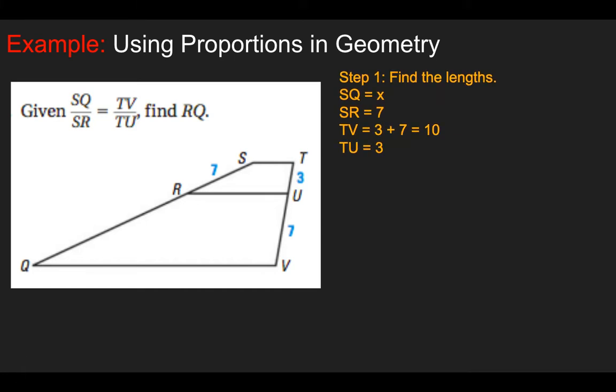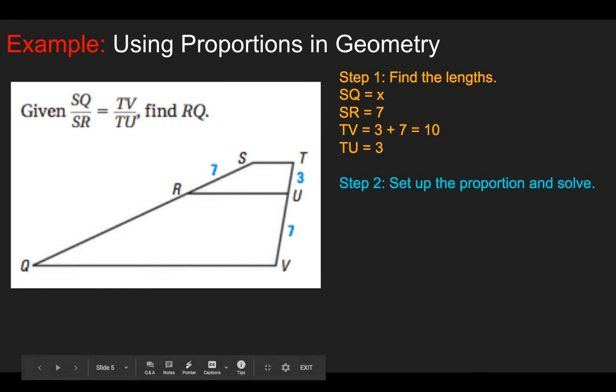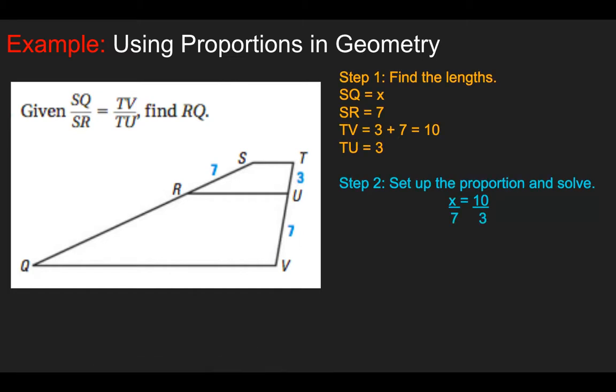Now that we've determined the lengths of those 4 sides, we're going to set up a proportion using these values and solve it. Our proportion looks like X over 7 is equal to 10 over 3. Notice that the X and the 10 are for the big figure, and the 7 and the 3 are for the small figure.